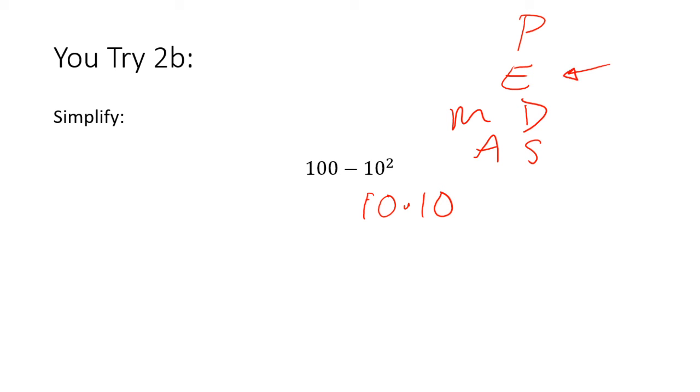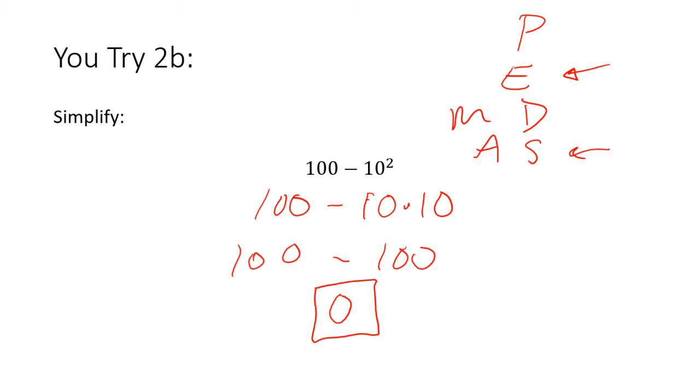Now that you've done it on your own, let's do it together. 100 minus 10 squared. Well, 10 squared, by our PEMDAS, right? We need to do all of our exponents before we do our multiplication or our addition and subtraction. So I'm going to simplify my exponent into 10 times 10. Next is my multiplication and division. So I'm going to do that. 10 times 10 is 100. Now I can do my addition and subtraction. 100 minus 100 is 0. So you should have gotten 0.